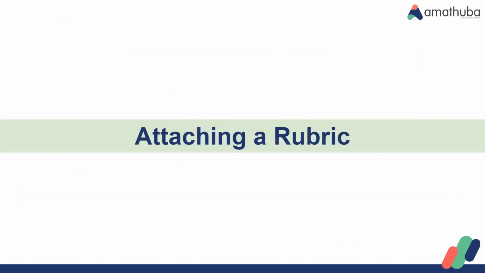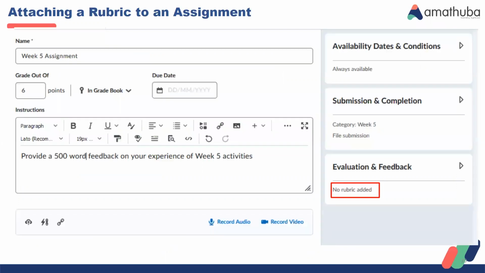So let's take a look at how you would attach your rubric, now that you've created it, to an activity. The activity we're going to take a look at now is an assignment. So let's see how you would attach a rubric to an assignment. Let's imagine that you have created your assignment and now you want to use the rubric as a method of evaluation.